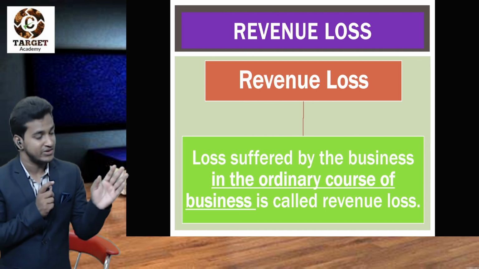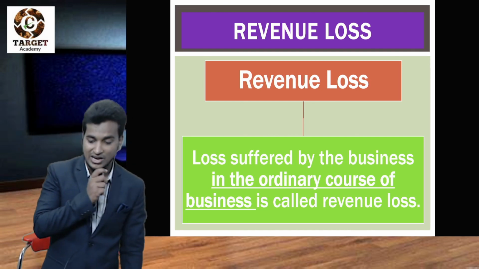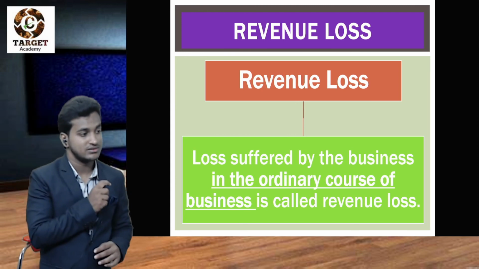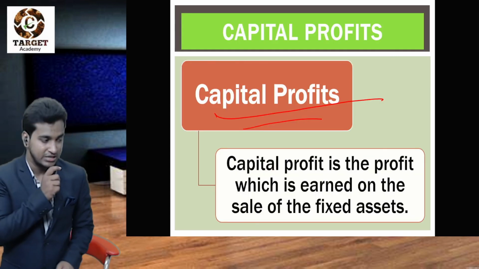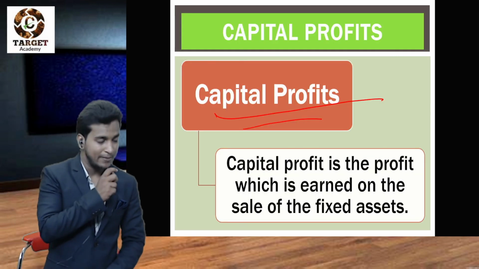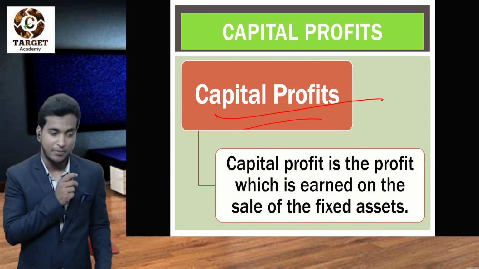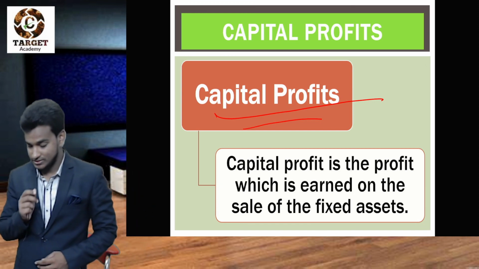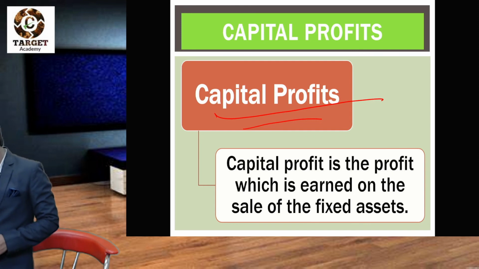If selling my fixed asset, if any profit earned, that is capital profit. If any loss suffered, that is capital loss, not revenue loss. Please identify the difference between capital profit and revenue profit, capital loss and revenue loss, capital profit and capital loss, revenue profit and revenue loss. Okay. In the next video, we will discuss revenue profit and revenue loss in a detailed manner.